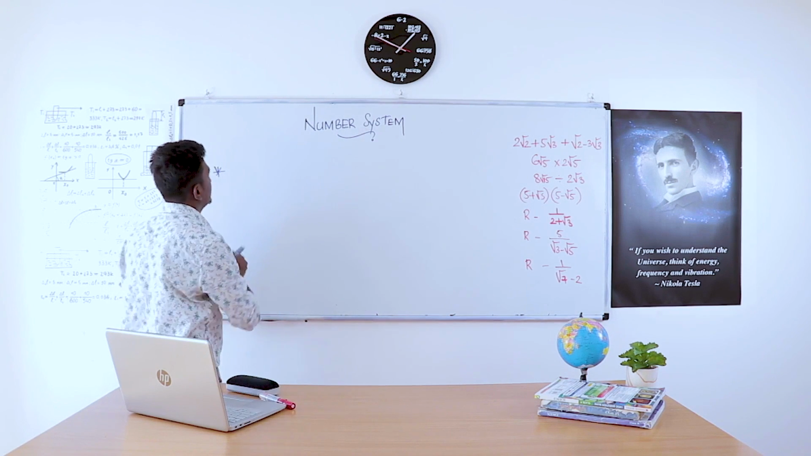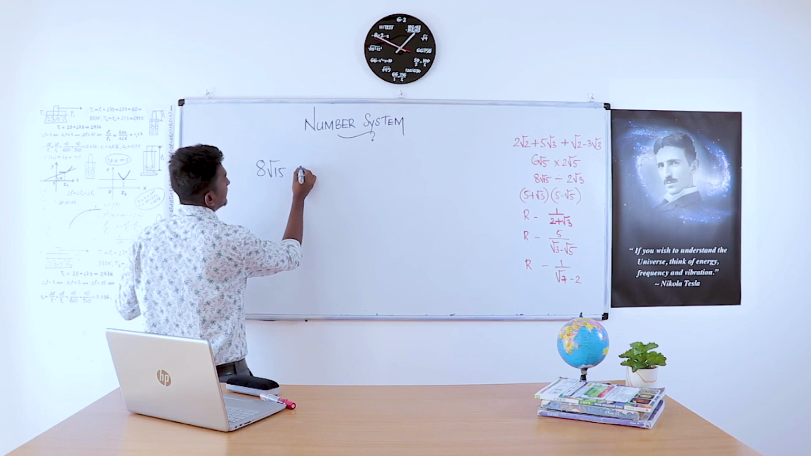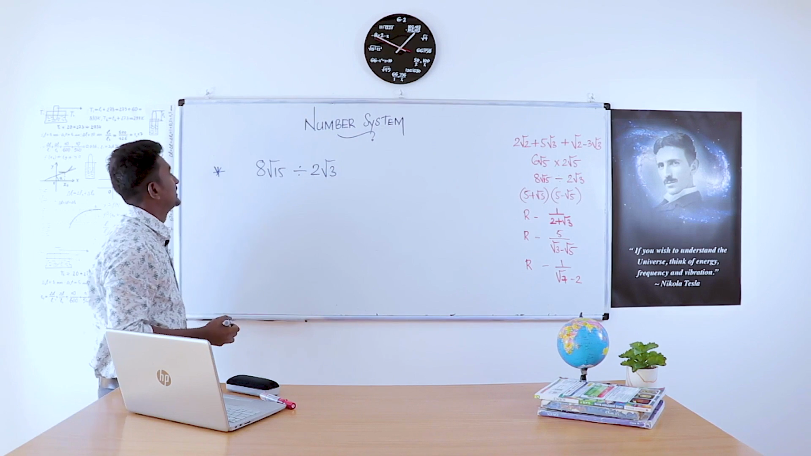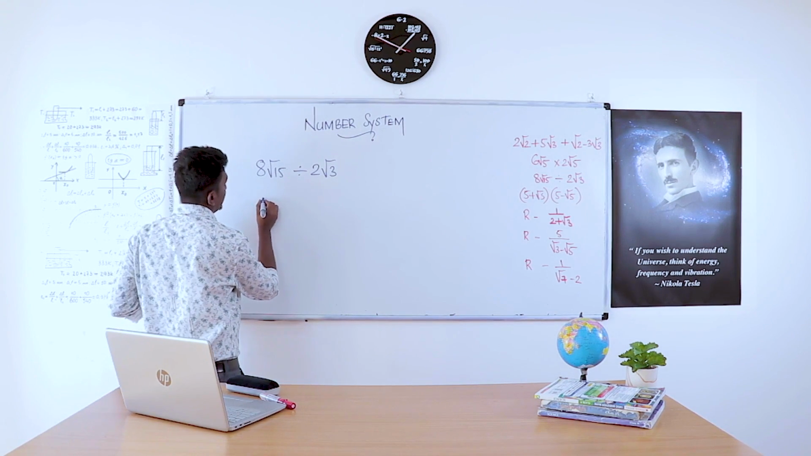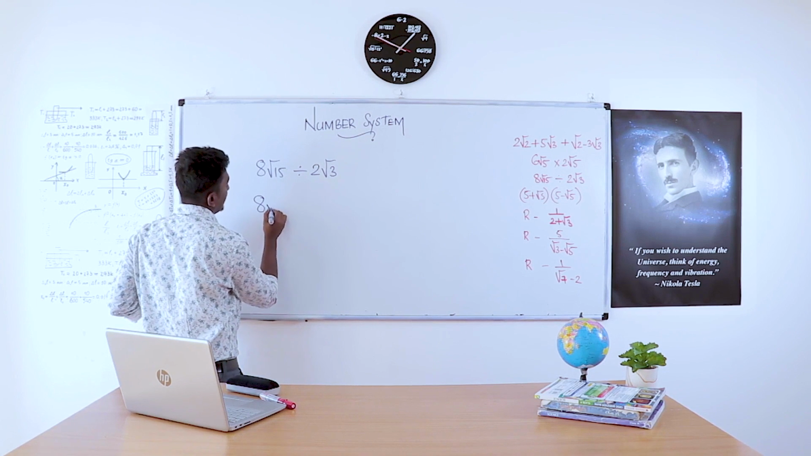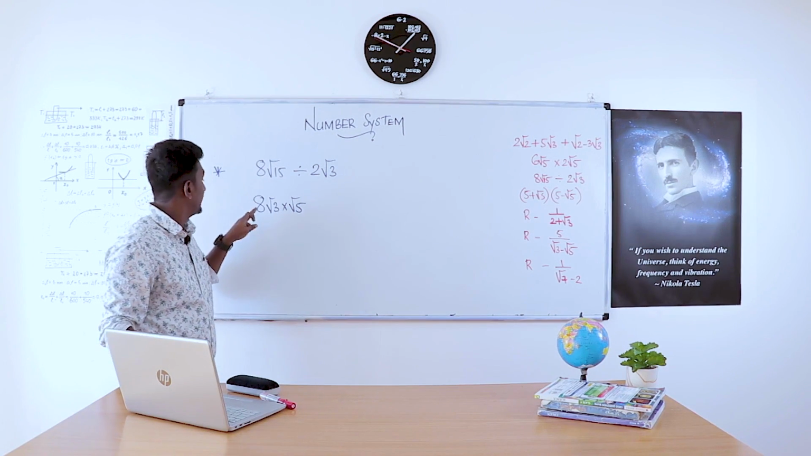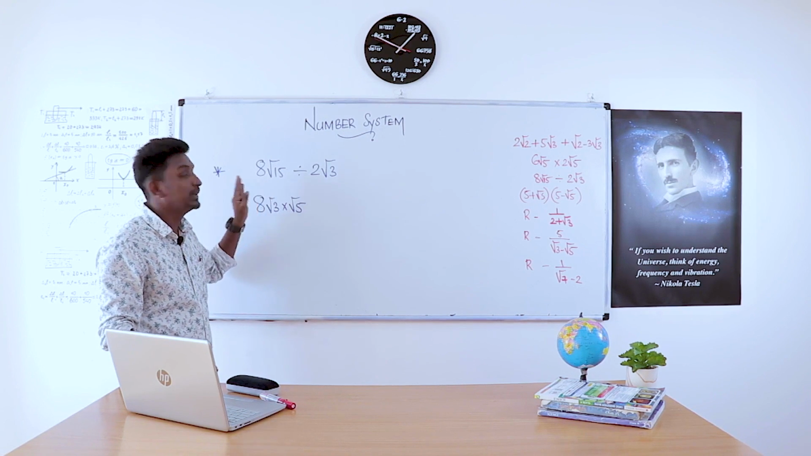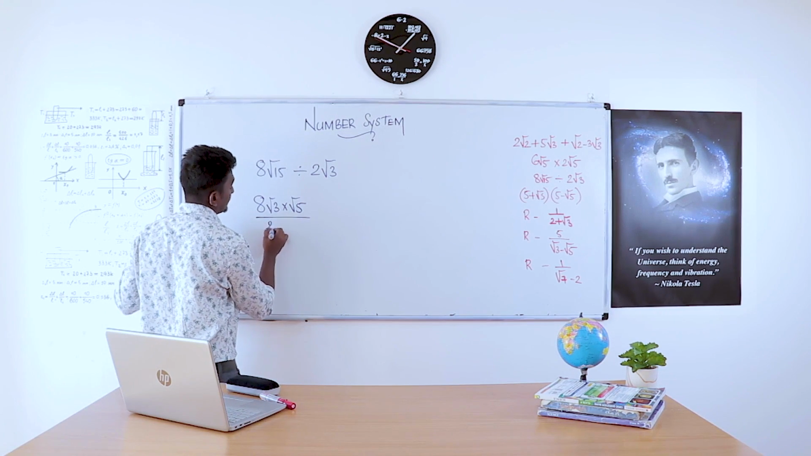Now next is 8 root 15 divided by 2 root 3. Now in this question, 8 root 15 is rearranged as 8 root 3 into root 5. Root 3 into root 5 is root 15, 8 is there. There is no change in the value, it remains the same, 8 root 15 all divided by 2 root 3.